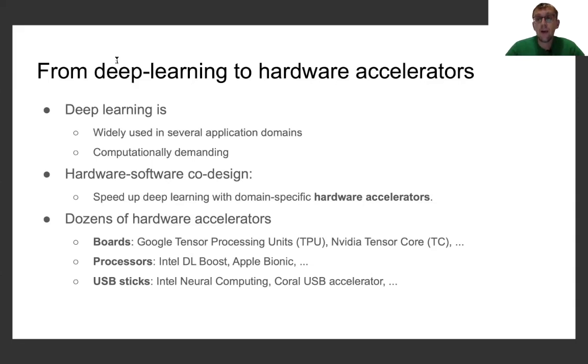And nowadays we have dozens of commercial hardware accelerators like boards such as Google Tensor Processing Units, the NVIDIA Tensor Core. We have traditional processors with assembly instructions for speeding up deep learning like Intel Deep Learning Boost or the Apple Bionic processor. And we also have very cheap USB sticks that you can just plug in your laptop to speed up your deep learning application, like, for instance, the Intel Neural Compute Stick or the Coral USB accelerators.